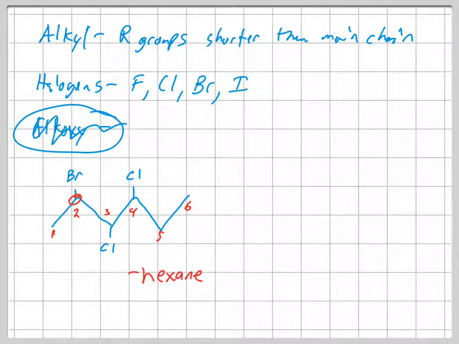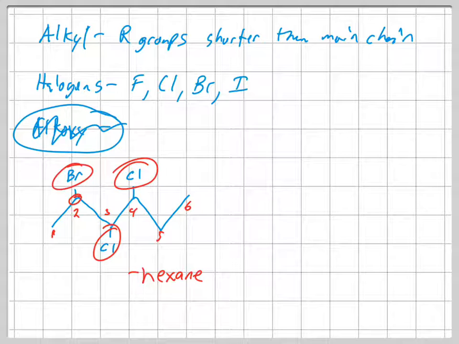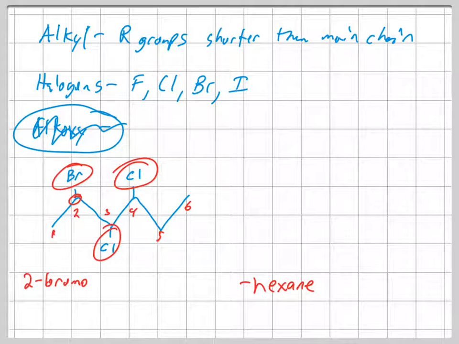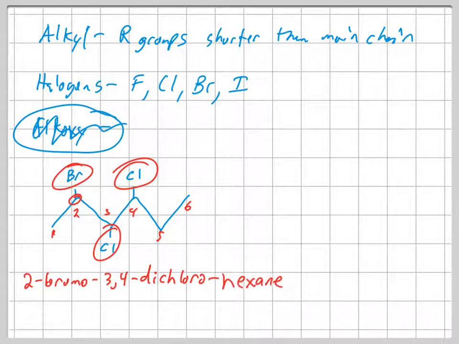We also have some substituents. We have 2 chlorines, and we have 1 bromine. So to name this, bromine is on carbon 2, so this would be, well, I should have done this in a different line. Hold on. Let me move that around. So with bromine, that would be 2-bromo, because it's on the second carbon. And then we would have 3,4-dichloro, and then hexane at the end of it.